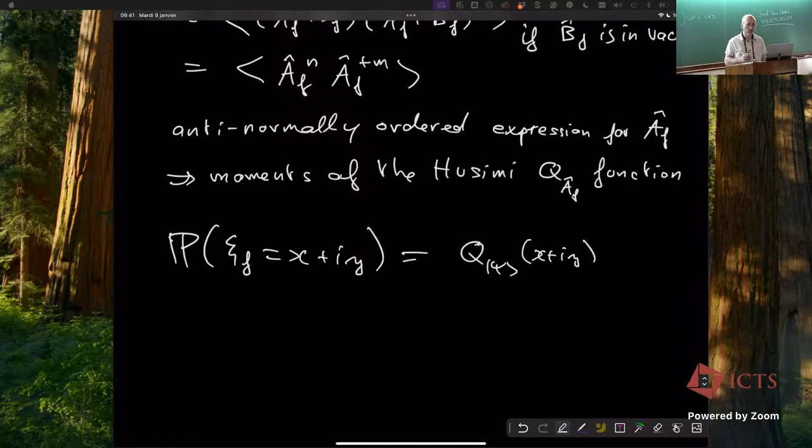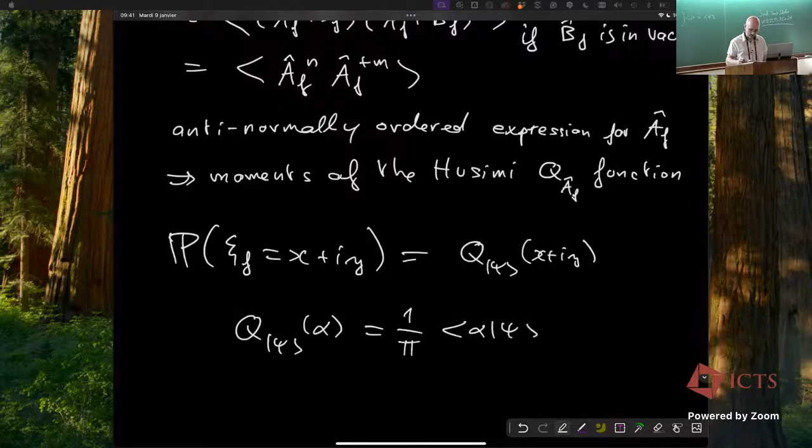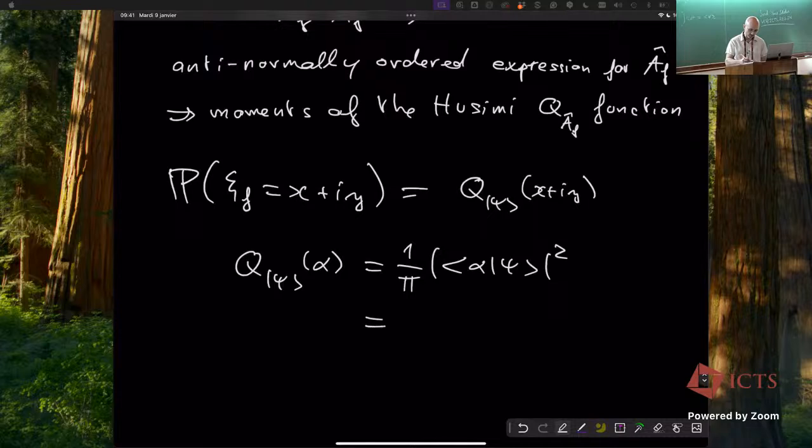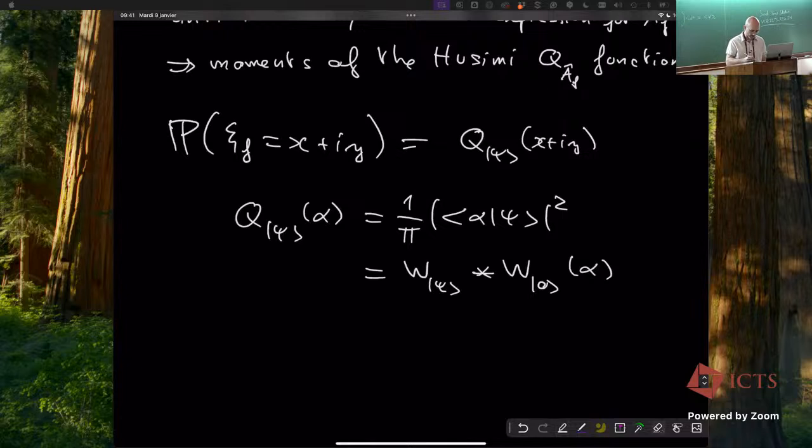So maybe I can remind you what the Husimi Q function is. The Husimi Q function of a quantum state psi, at alpha, is 1 over pi times the square of the scalar product of alpha with psi. Interestingly, another very nice expression is that it's the convolution of the Wigner function by the Wigner function of the vacuum. So if you want, the Q function can be seen as a blurred version of the Wigner function. Okay. All right. So these are the two probability distributions for homodyne and heterodyne detection.